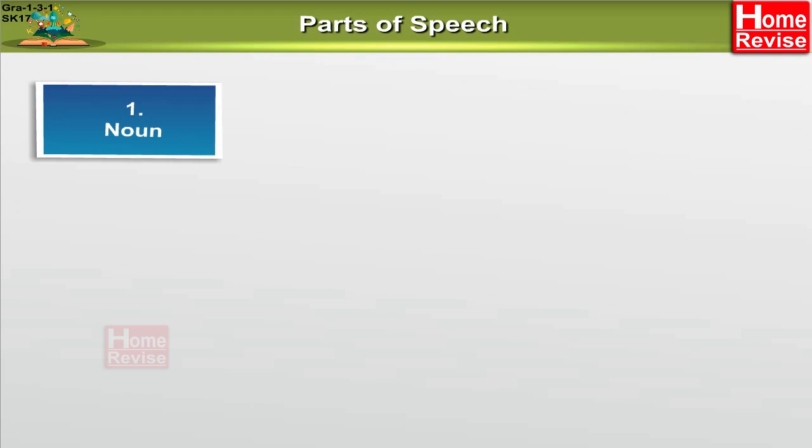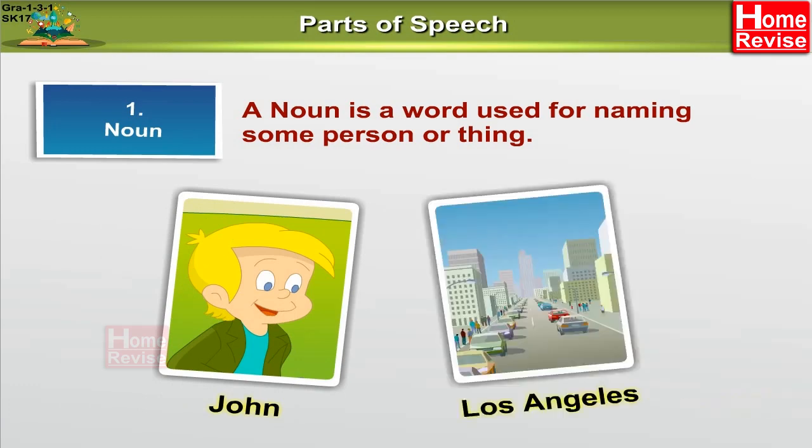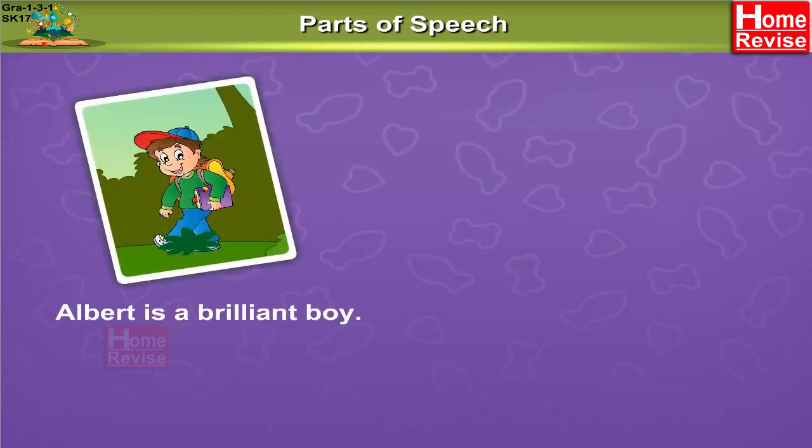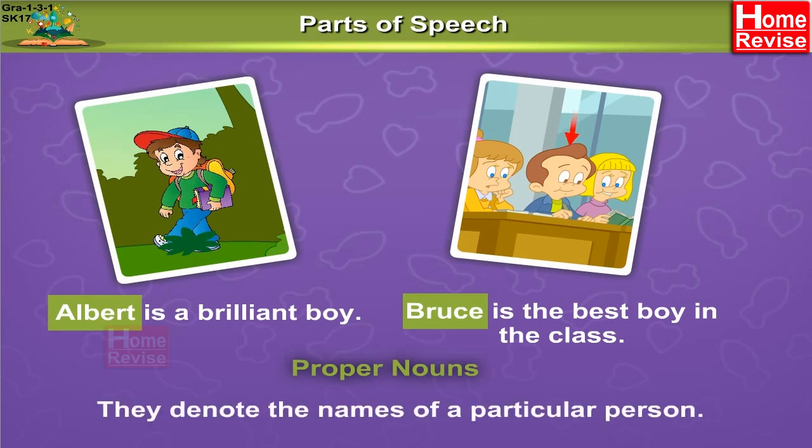First, the noun. A noun is a word used for naming some person or thing. For example, Albert is a brilliant boy. Bruce is the best boy in the class. Now, in these sentences, the words Albert and Bruce are proper nouns because they denote the names of a particular person. So remember, not just anyone, but only that particular person.